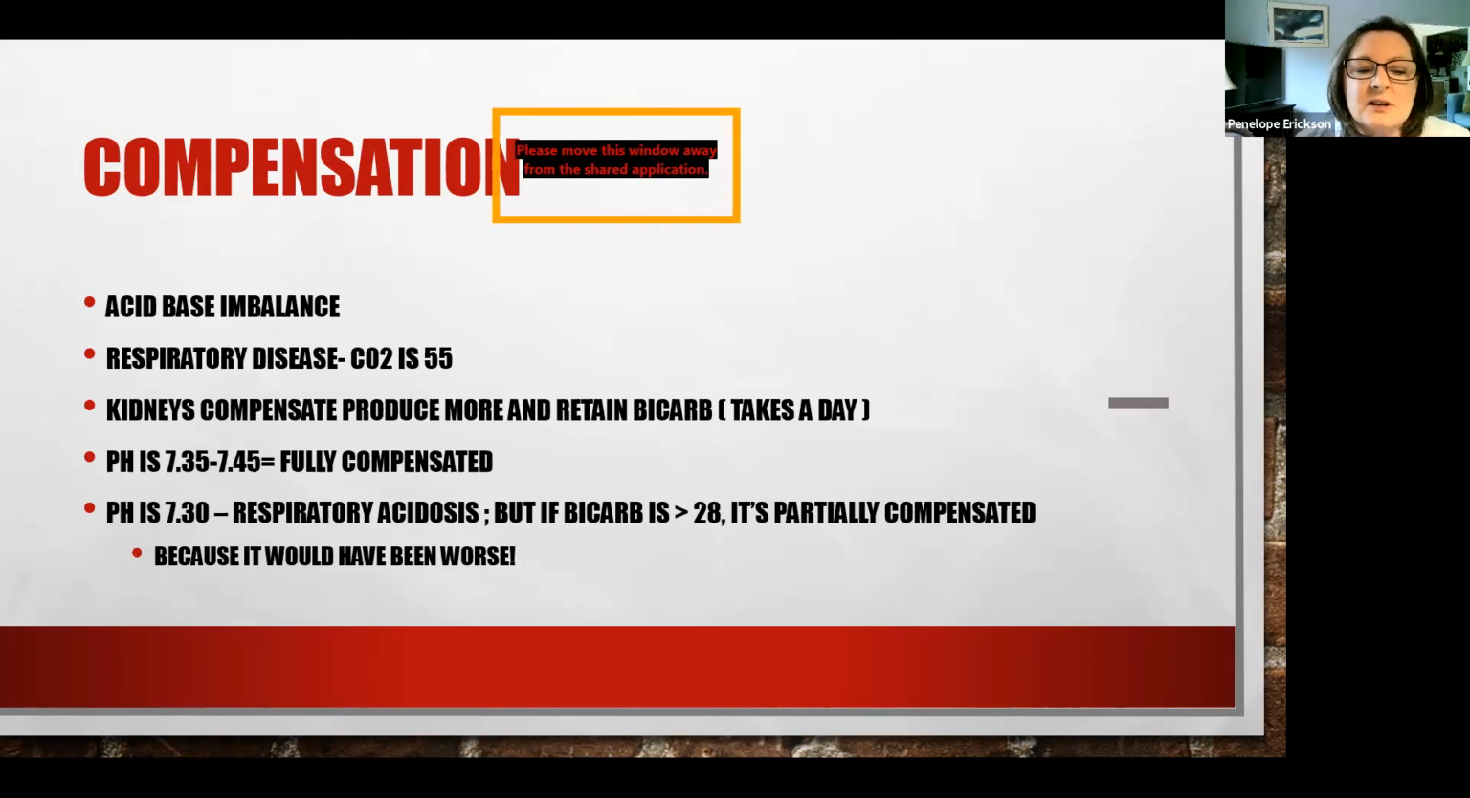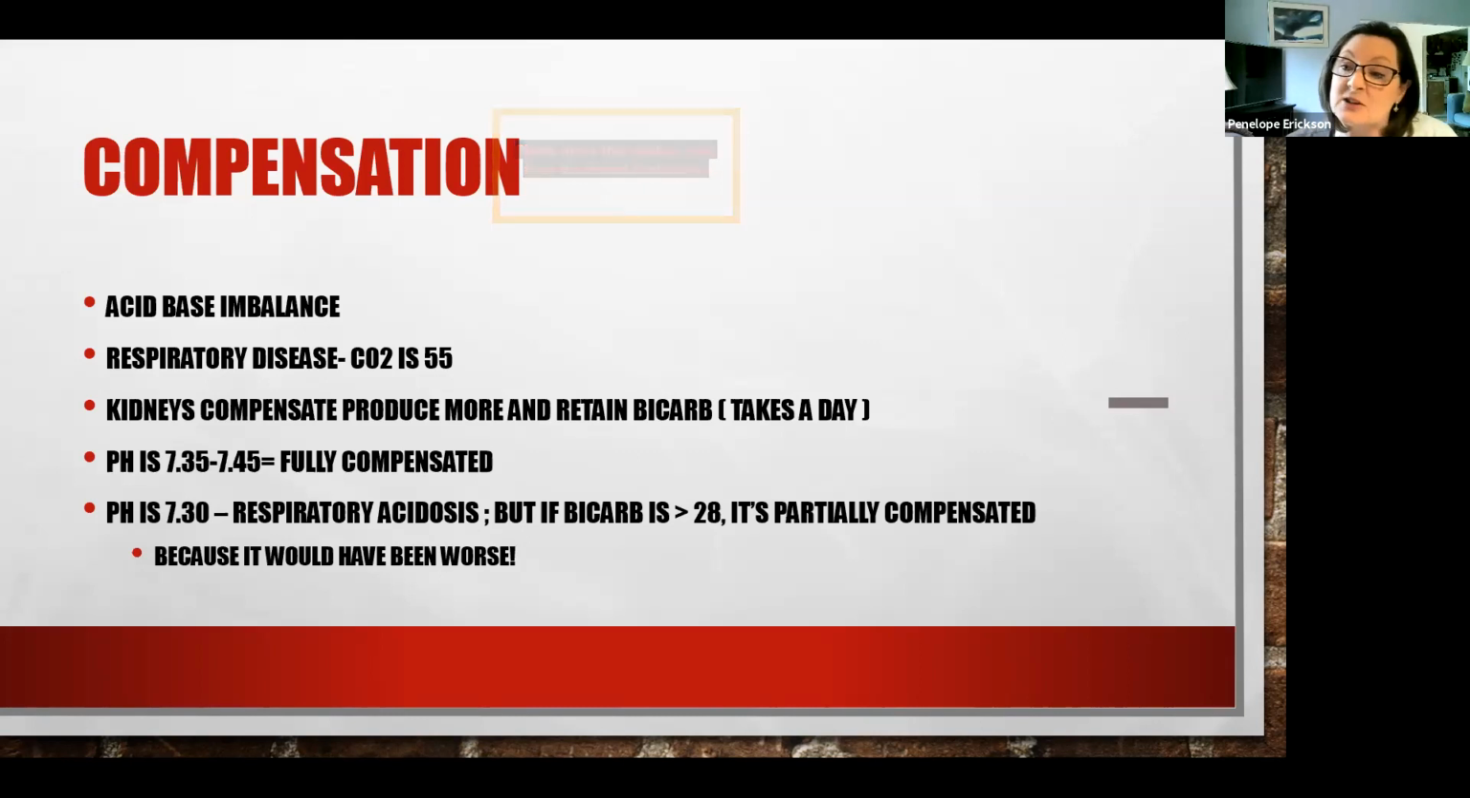So the kidneys are going to compensate. They're either going to retain bicarb or they're going to produce more bicarb. They're going to kick in. So if my CO2 is 55, you know I'm retaining CO2. But if my pH is still normal, if it's still 7.4 or somewhere between 7.35 to 7.45, my kidneys have fully compensated for my respiratory acidosis. Okay?